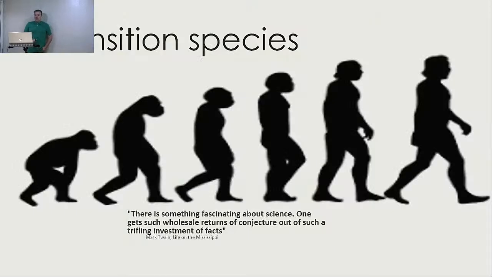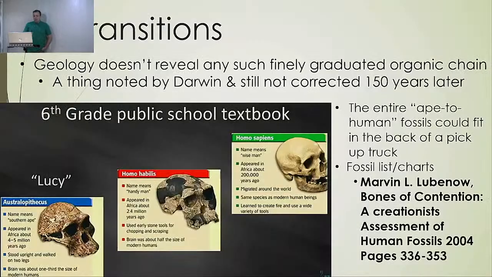Now we're going to go over some of the actual transition species. We'll take our time with this because this is a lot of information. But if you want to know a little bit more than what we're going over today, Bones of Contention is a great resource for this. I believe he goes through all of the known bones at the time anyway, of humans or apes, because there's not a lot of them. They say that they could actually fit in the back of a pickup truck if you took all of the ape and all of the human bones that we have found.